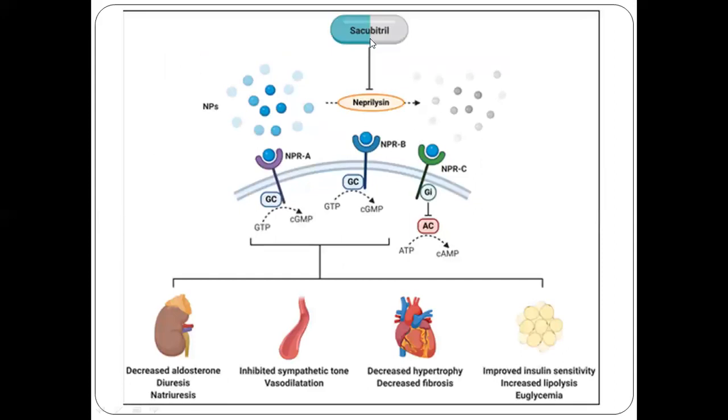Again, we see here sacubitril and neprilysin. So what does sacubitril overall cause? There is a decrease in aldosterone levels, and it causes diuresis, natriuresis, vasodilation, decreased hypertrophy, and decreased fibrosis. This helps in preventing remodeling.